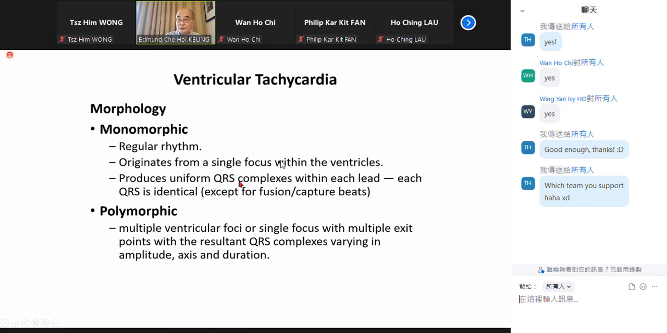Monomorphic, everyone the same. Okay, the QRS complex, and usually they come from this one focus. Okay, polymorphic have different shapes. QRS complex comes in different shapes, and usually it comes from different foci or one single focus. We cannot tell. Okay, with multiple exit points, but we cannot tell.